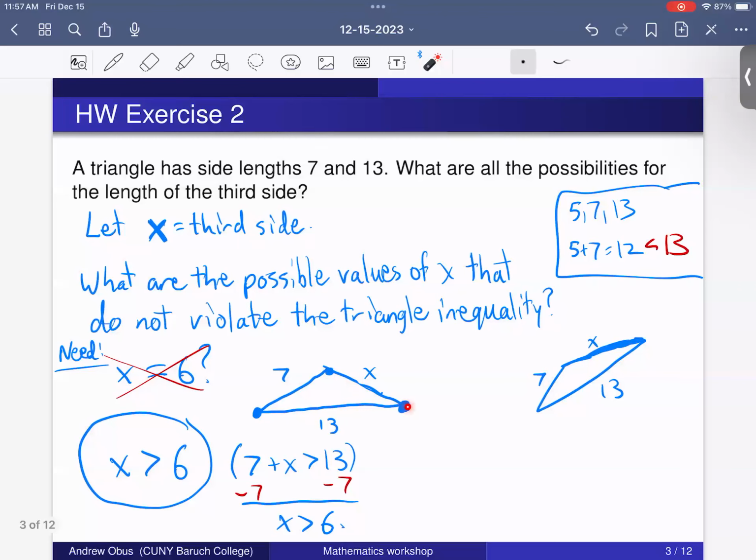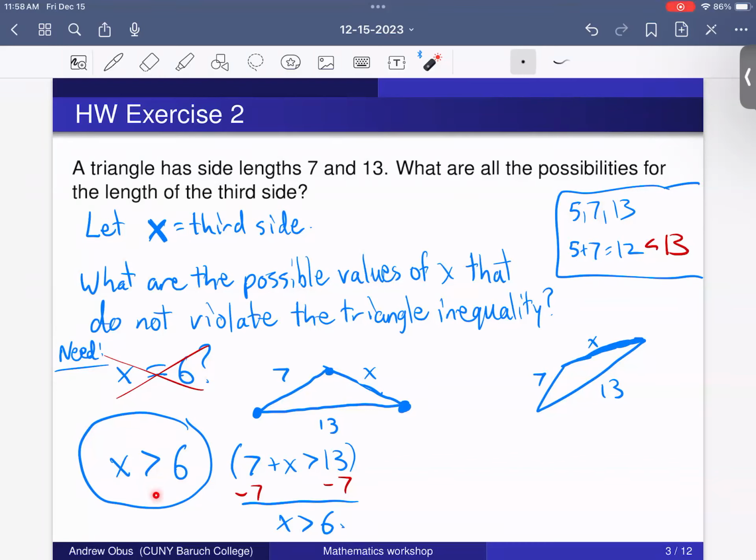Now, here we have x over here, right? And so this x right here is also the shortest distance between this point and this point. So what does that tell us? I can get from this point to this point by going a distance of x in a straight line, or I can go a distance of 13 to this point and then a distance of 7 to this point. So what does that tell us? Does that give us an inequality for x? Because we know that the shortest distance is a straight line.